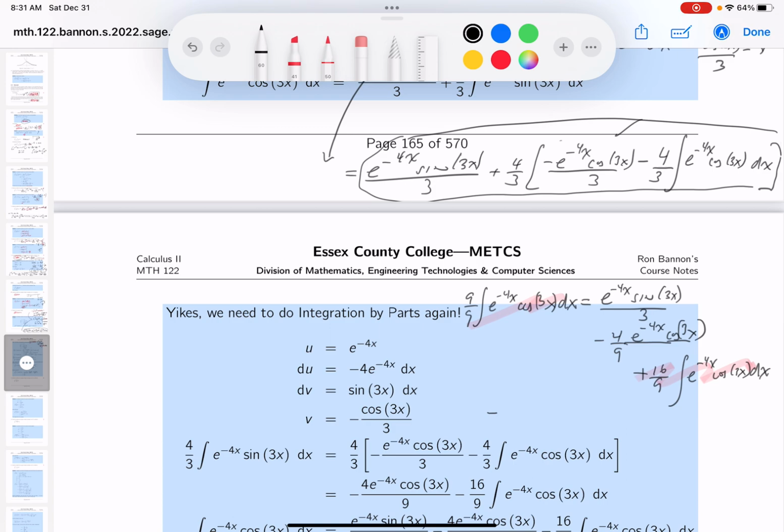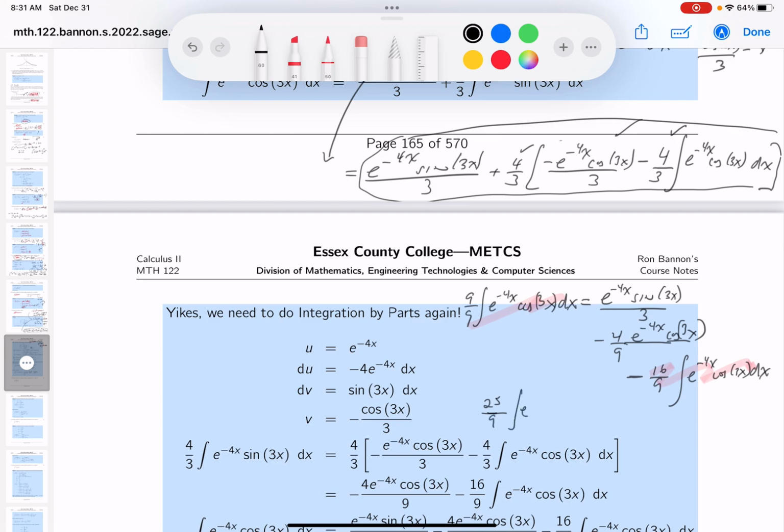Oh, you know what? I made a mistake here. I just noticed it. That's minus. Again, it's 4/3 times this thing over here. That's going to be 16/9. All right, I'm glad I caught that. So I'm going to add 16/9 to both sides, and that would give me, let's see, 9 and 16 is 25/9.